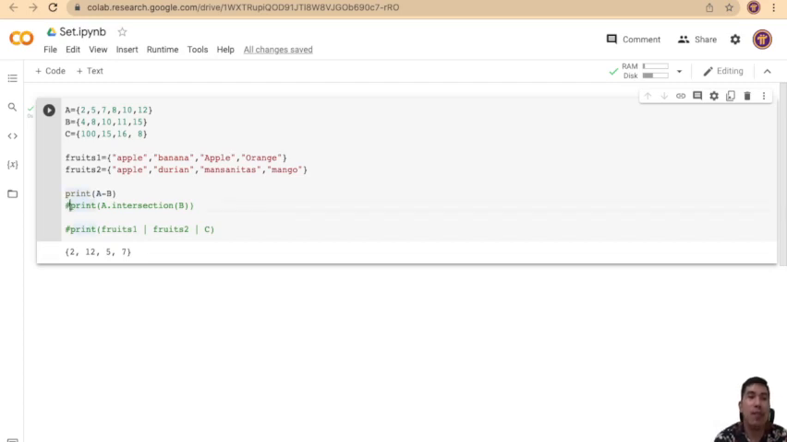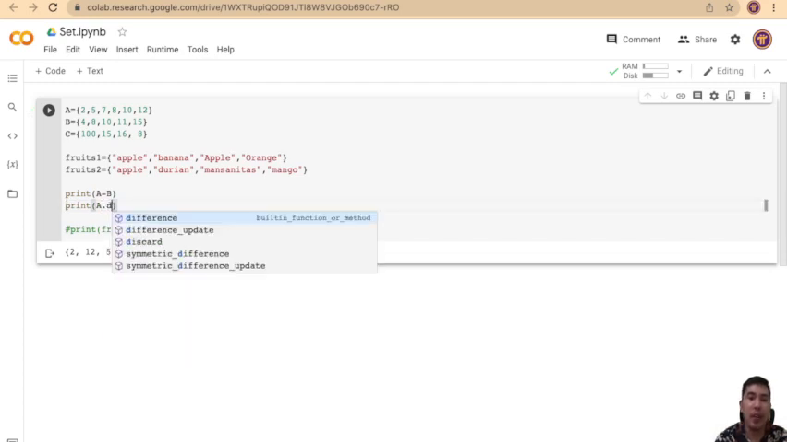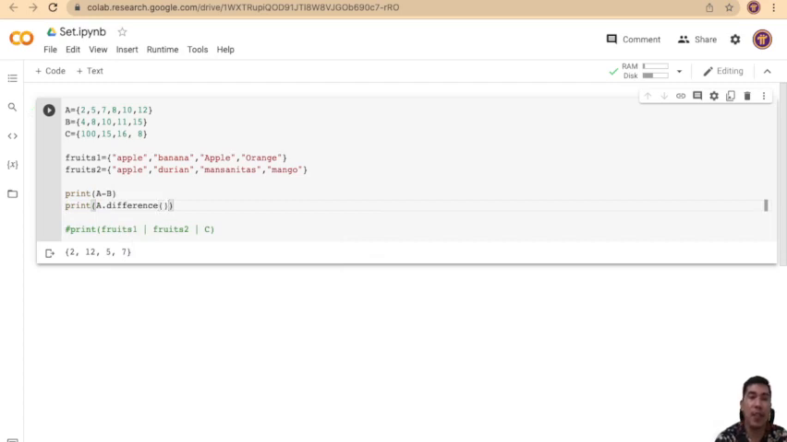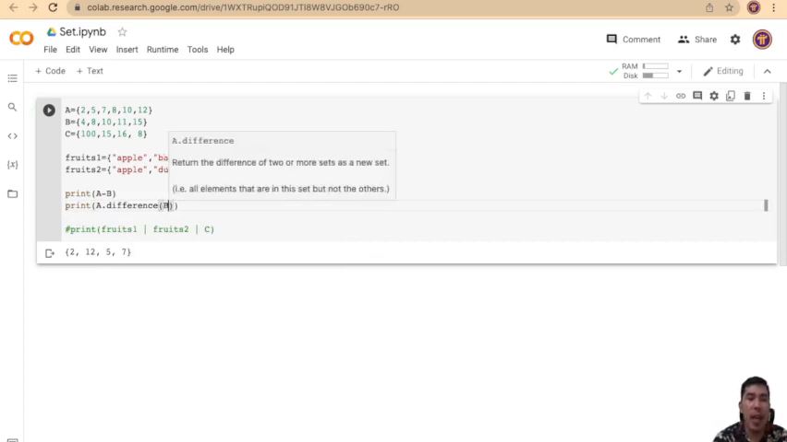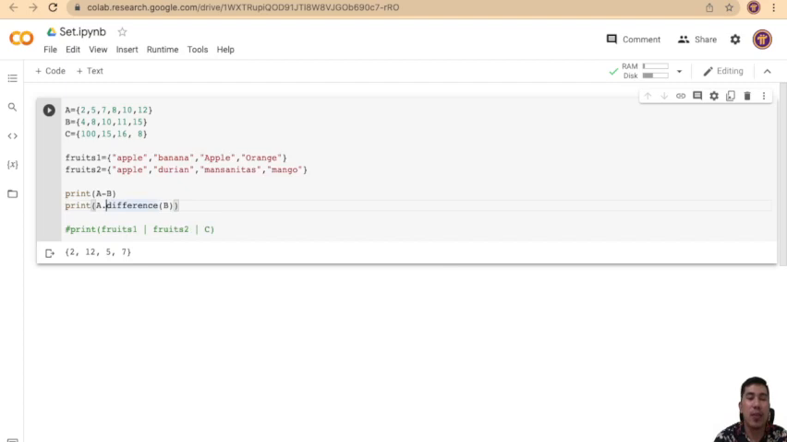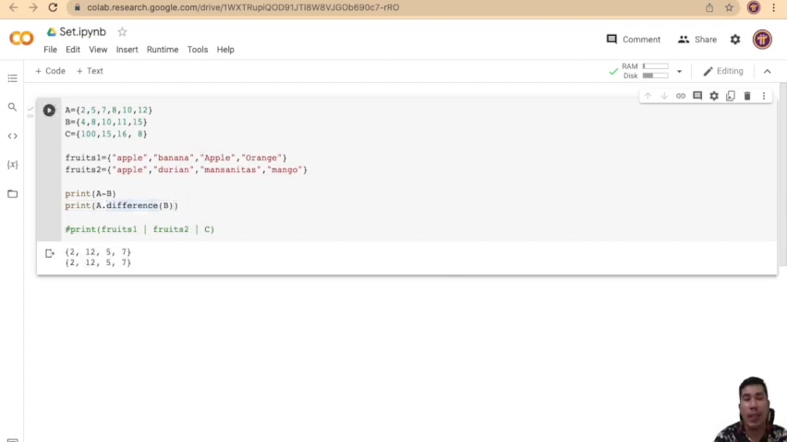What about the other way? You can use the difference built-in function. So we have a dot difference b. This would give us the same result set.